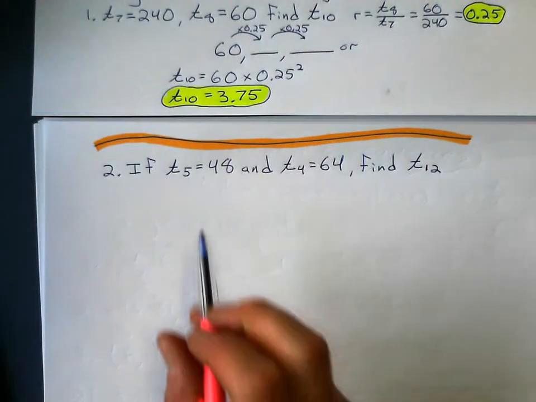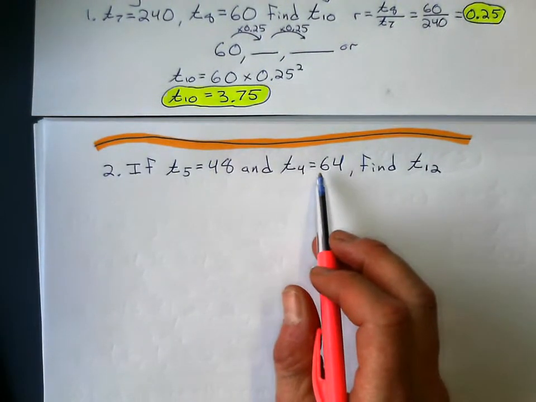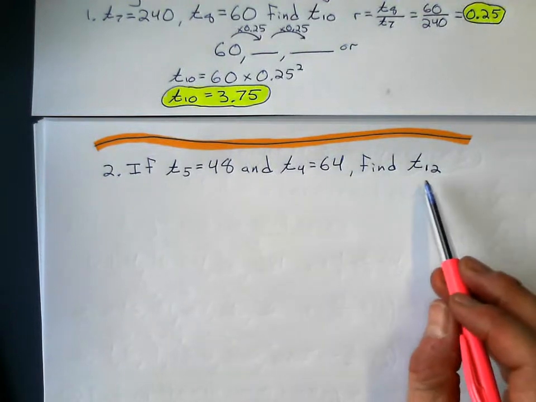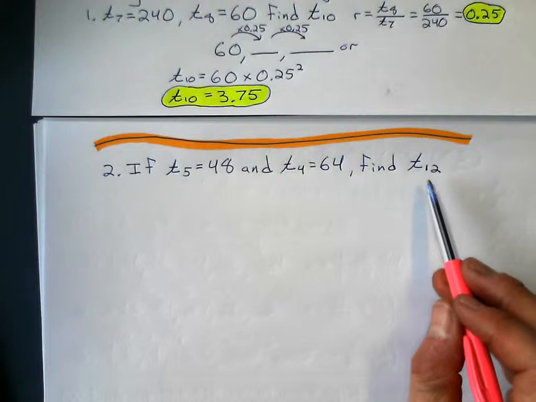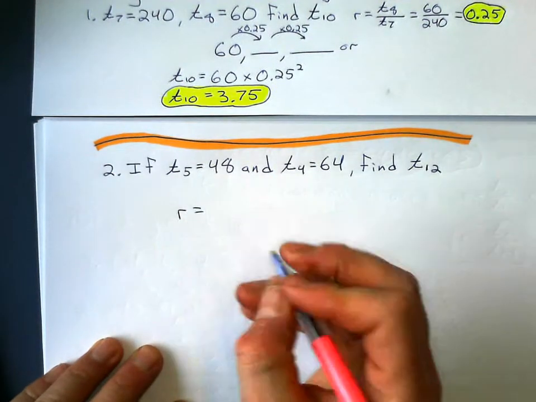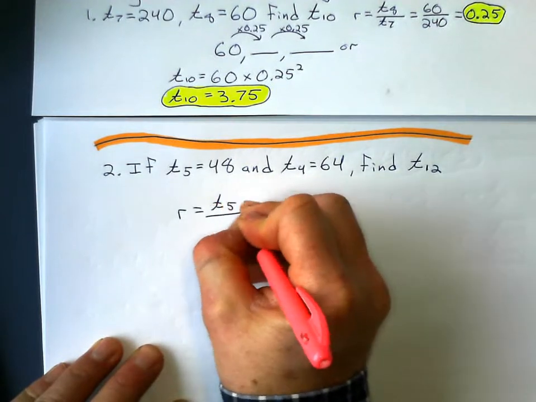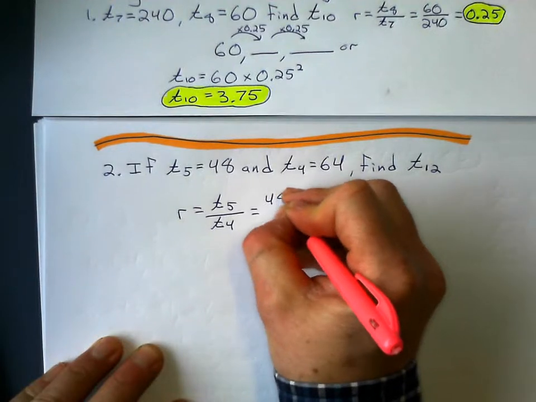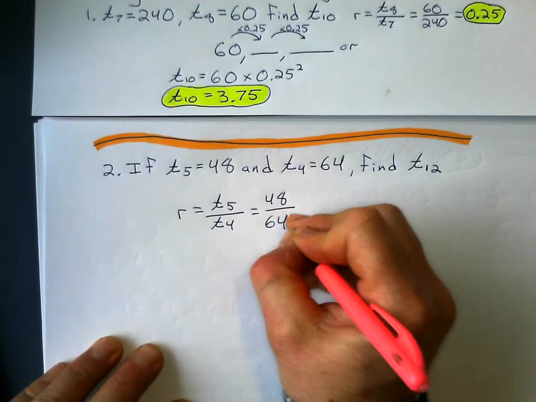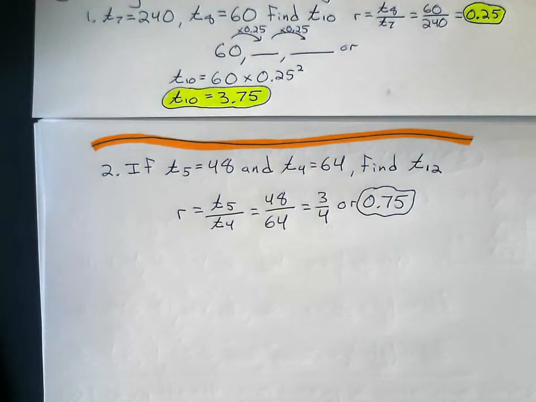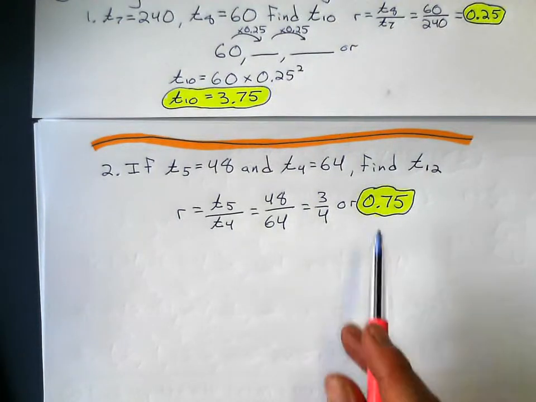Okay, suppose this one. I'd say the 5th term is 48, the 4th term is 64, so obviously my terms are getting smaller. Find the 12th term. Alright, so first up, let's find the common ratio. It's going to be term 5 divided by term 4, not the other way around. 48 over 64. If it gives me a clean decimal, I'll use it. I'll leave it at 0.75 for the common ratio.